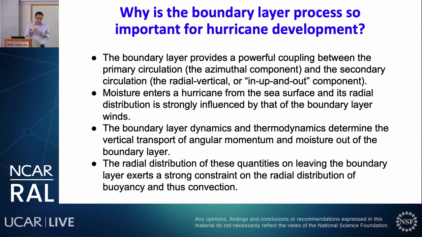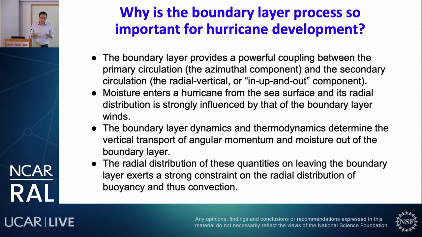In this talk, I mostly focus on the boundary layer processes. Sorry about this, a lot of words. But why is the boundary layer process so important for hurricane development? I'm citing some quotes from Roger Smith and some others' papers. Basically, the boundary layer provides the coupling between the primary and the secondary circulation. The primary circulation, in the northern hemisphere, is a cyclonic flow, and I'm going to talk about the secondary circulation a slide later. And then I mentioned the air-sea fluxes, the energy used to support hurricane development.